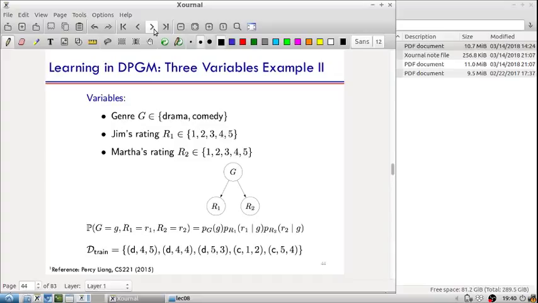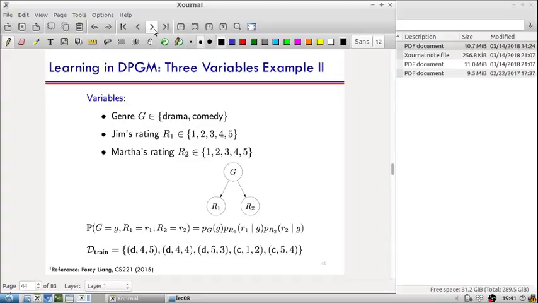How they rate given the genre. And maybe the graph is like this. So given genre, there's some realization of this guy, there's some realization of this guy. This is all a probabilistic model. There is no deterministic relation between being comedy and high rating or low rating. Okay. And so the distribution for these three random variables, looking at the graph, we know that it's P of G, one term for this guy, one conditional term for R1 rating given G, another term for R2 rating given G, right?